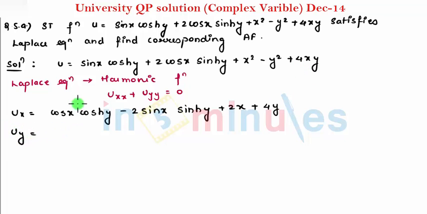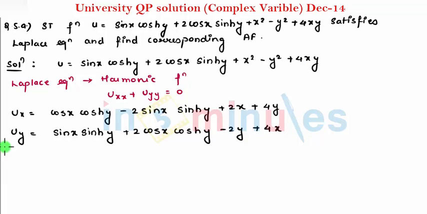If you do uy comes to be sin x constant and differentiation of cos hyperbolic y is sin hyperbolic y. With respect to y, this comes to be plus 2 cos x, and sin hyperbolic y comes to be cos hyperbolic y. After that, with respect to y you are doing, so it comes minus 2y, and with respect to y you are doing, it comes plus 4x.